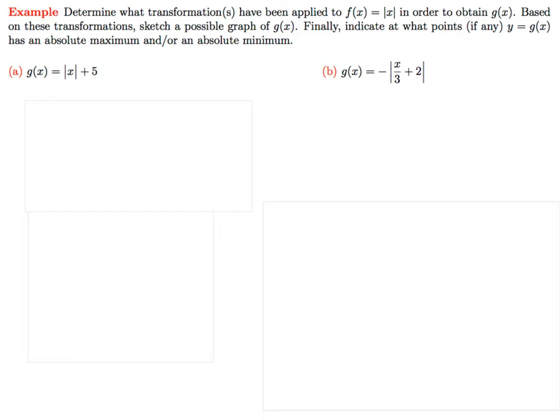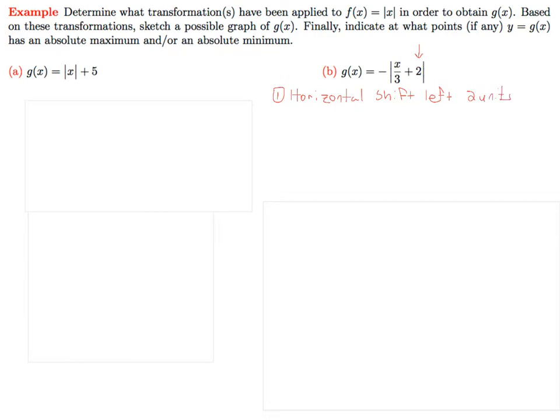And so one method that we talked about earlier was starting on the inside. If I first take into account the plus 2 on the inside, this is going to be a horizontal shift in the negative direction, to the left by 2 units.